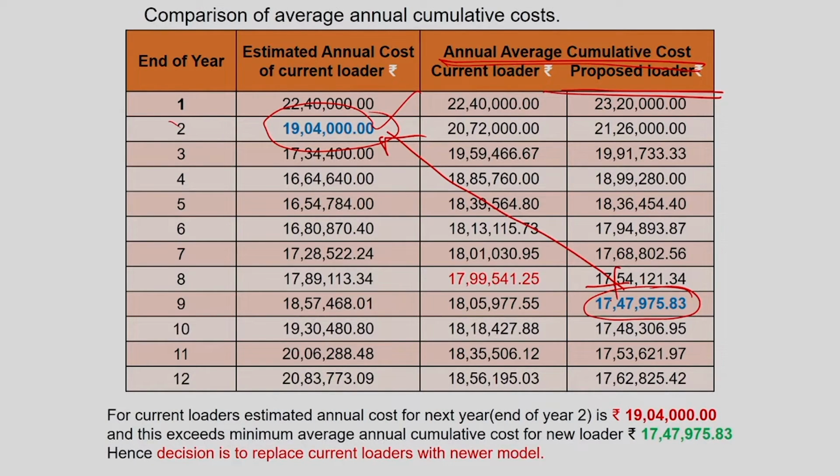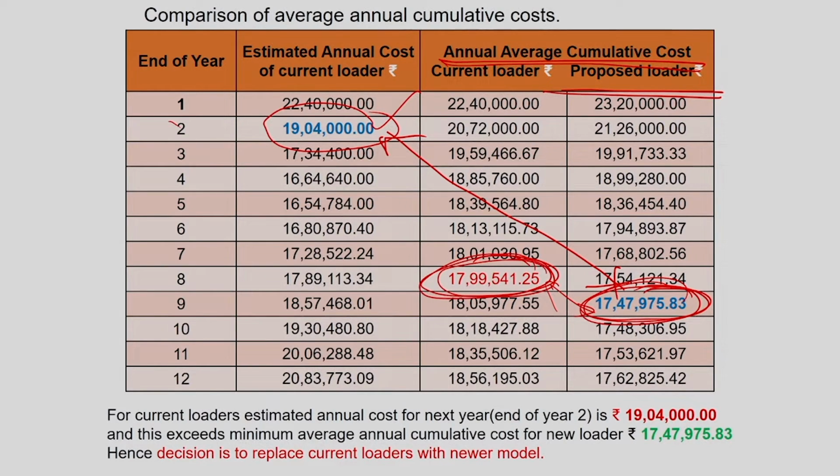Okay. Since the estimated cost for the current loader for the next year is very much higher than the proposed loader, it implies that you have to replace immediately. So, you have to replace the current loader with the new loader as per the Dr. Douglas guidelines. Okay. And also, as I told you, when you compare the average annual cumulative cost of the current loader as well as the minimum of the proposed loader, these two values also justify the replacement, because the proposed loader value is lesser when compared to the current loader.